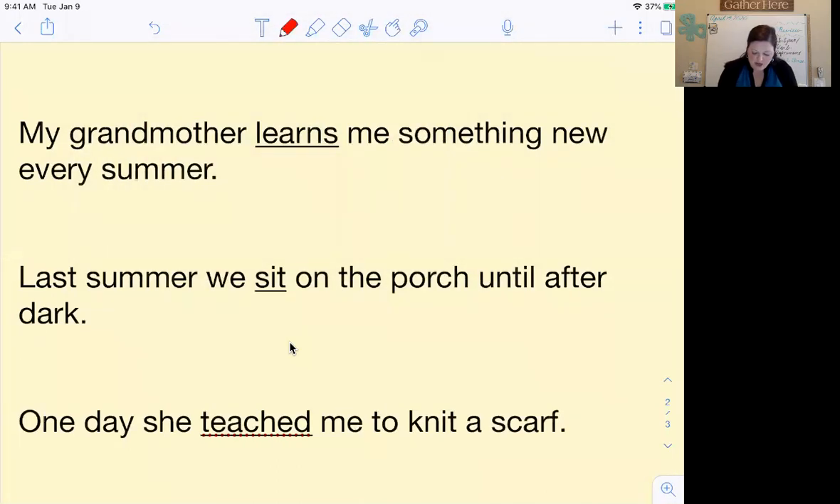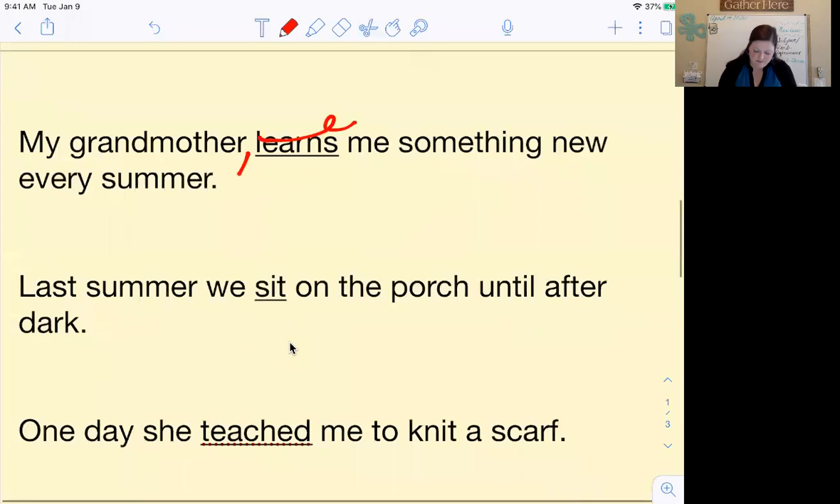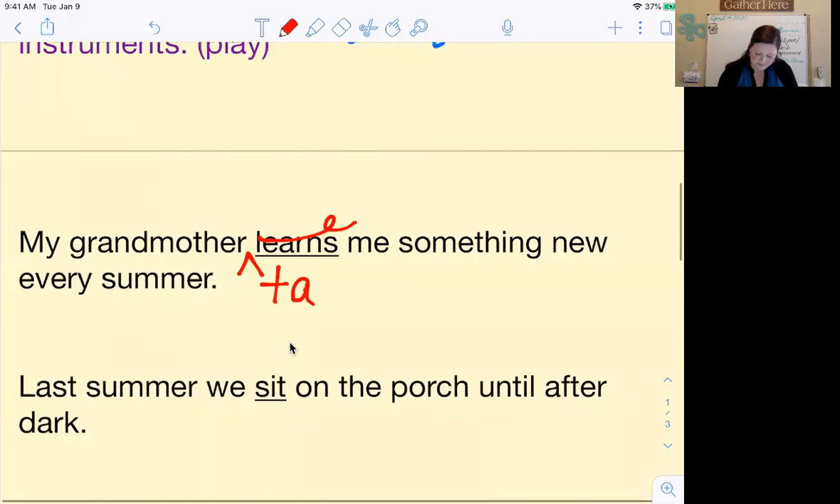What I'm going to do here is delete learns altogether because that is incorrect. And we need to add in the word that should be used. My grandmother... I'm struggling.